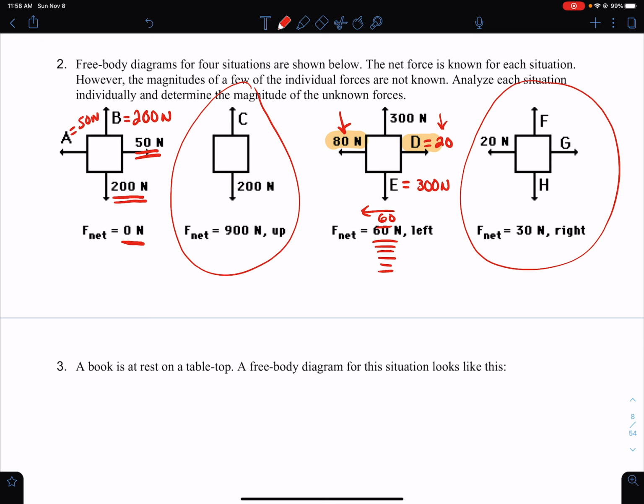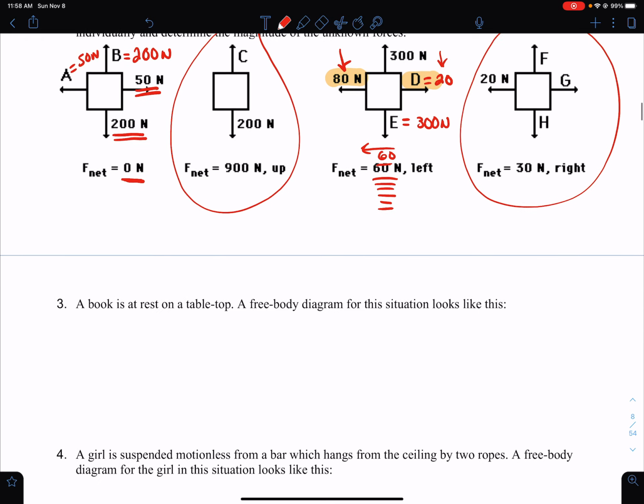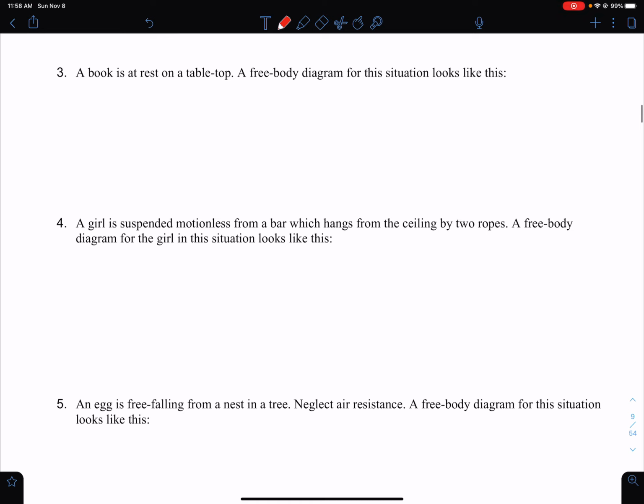All right, so you have to do letter C here, and then you have to do F, G, and H. Then on the last part of this, I said that you'd have to draw some diagrams yourself. So we'll do a couple of them, and then I'm going to turn you loose, and then you have to finish the rest of them up yourself.